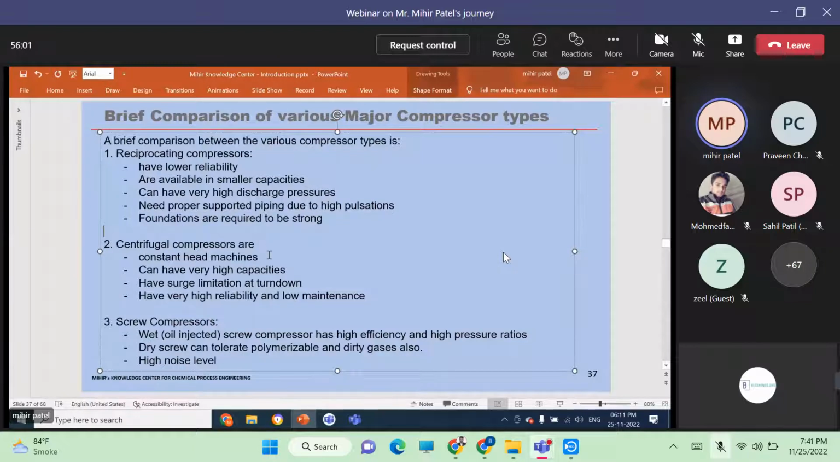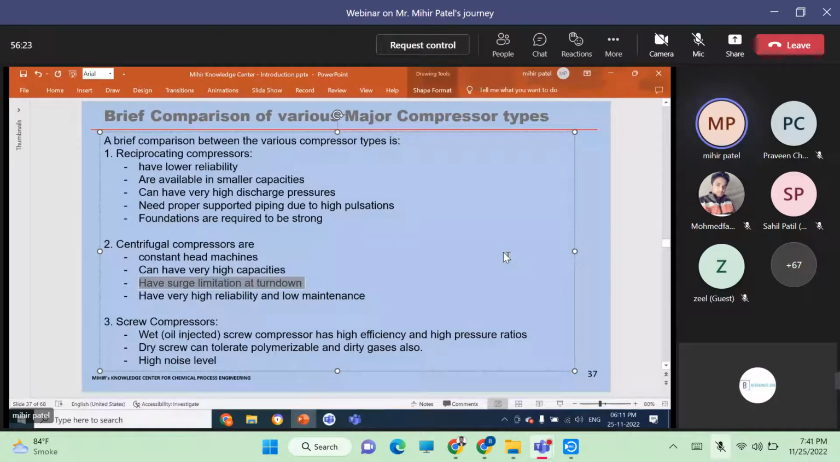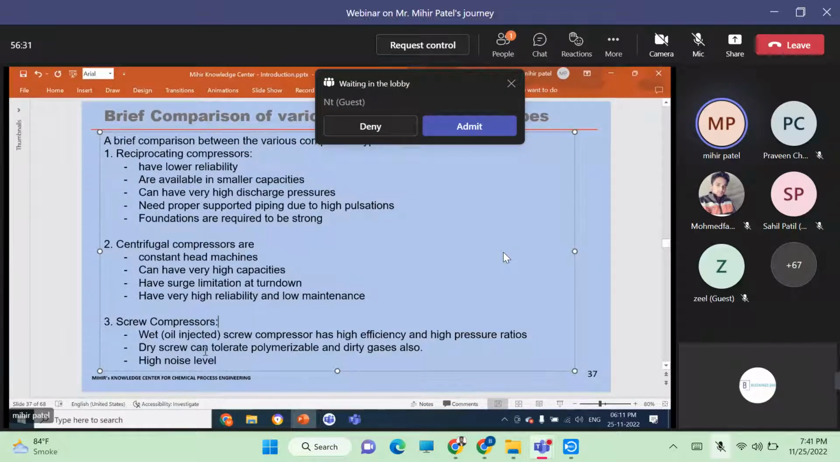Centrifugal compressors are constant head machines. Then similar to the pumps, basically centrifugal pumps can have very high capacities. They are not economical at low capacities. Okay, so you need to have centrifugal compressors always at high capacities. Then the surge limitation at turn down. So this is the important thing for centrifugal. You cannot go very low on turn down. The compressor starts surging. And they have a very high reliability and low maintenance. And screw compressors are wet or dry screw.